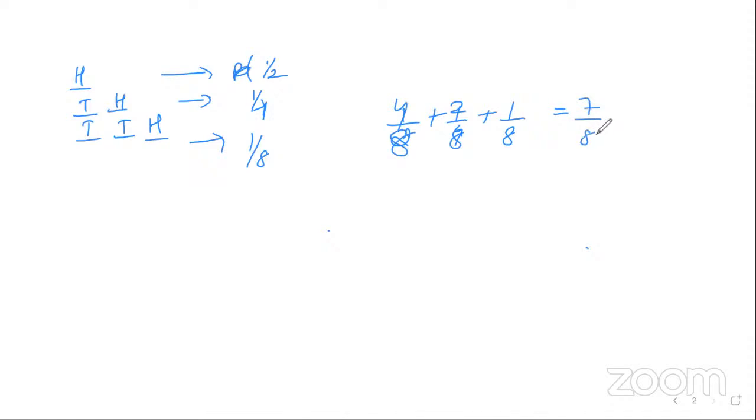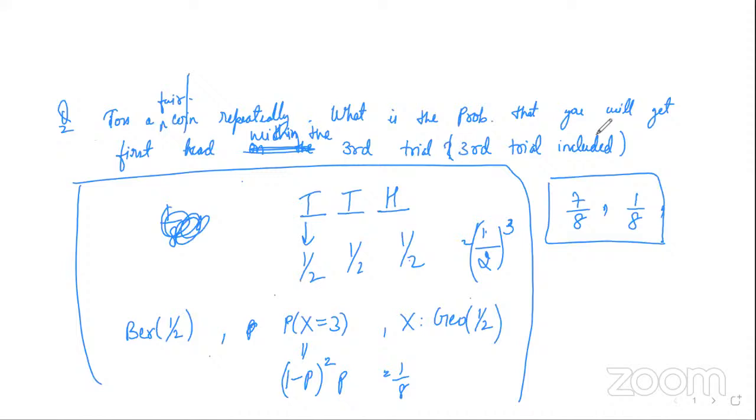Ma'am, can we also think like this? Like, 1 minus not getting a head in any of the tosses? Yes. 1 minus not getting a head in any of the tosses. That was 1 minus 1 by 8. 1 minus p raised to something, where the probability of success is p.